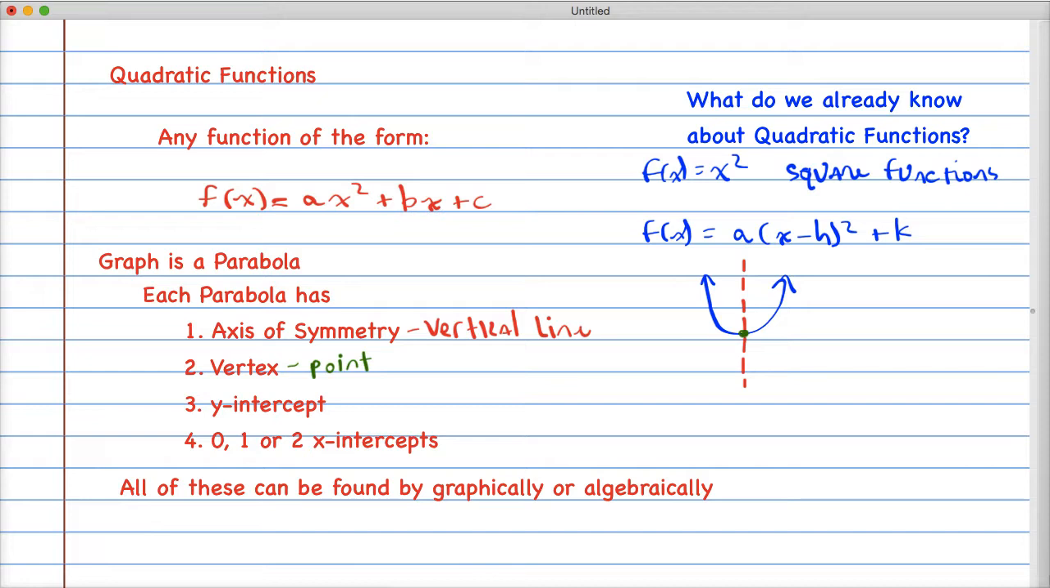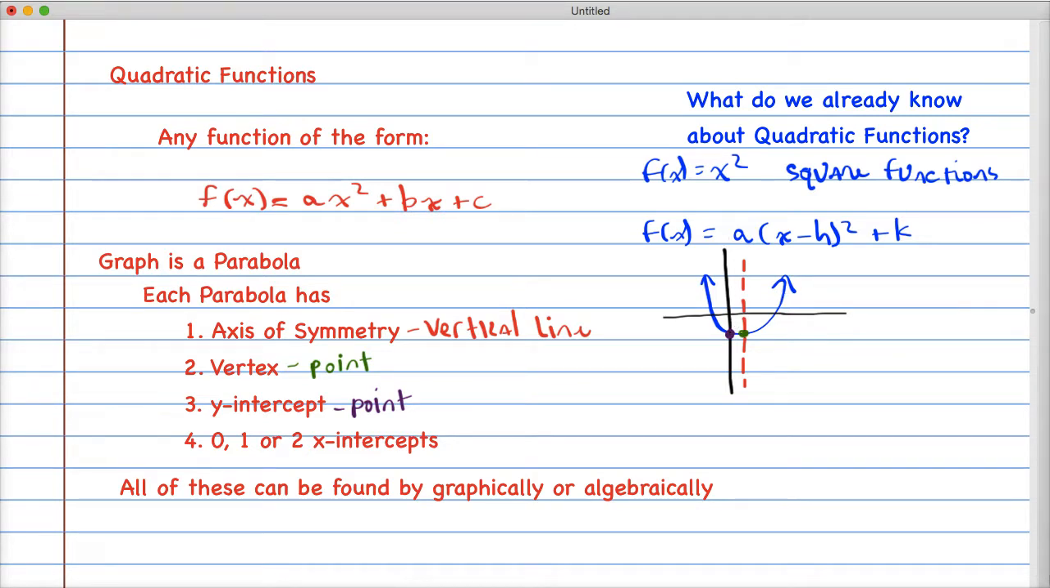The y-intercept is going to be one point, and it's going to be where the parabola crosses the y-axis. So if I set up a coordinate plane here, and let's say I have my parabola that looks like this, the y-intercept is going to be this single point where it crosses the y-axis. So here's my y-axis, and that's where the parabola crosses it, so there's my y-intercept.